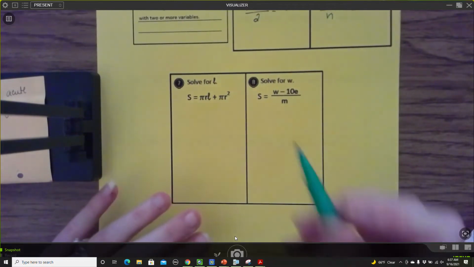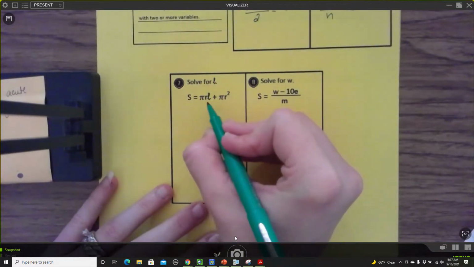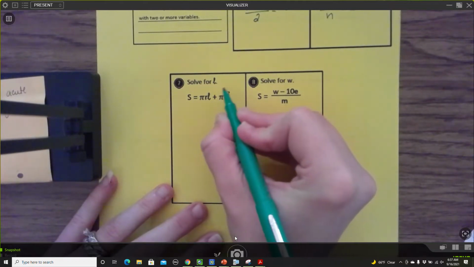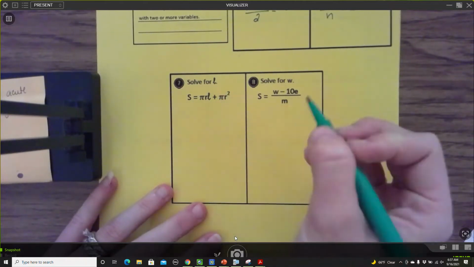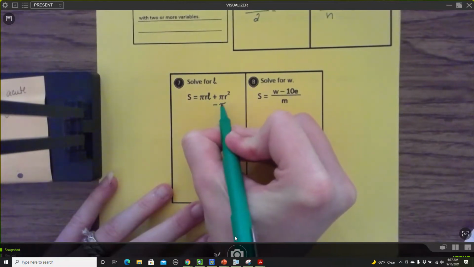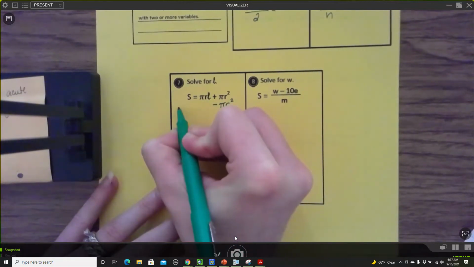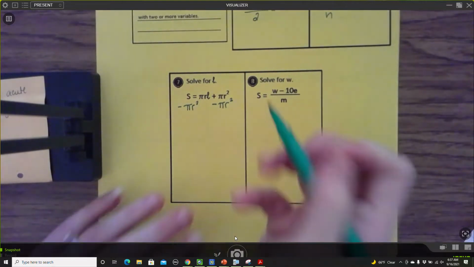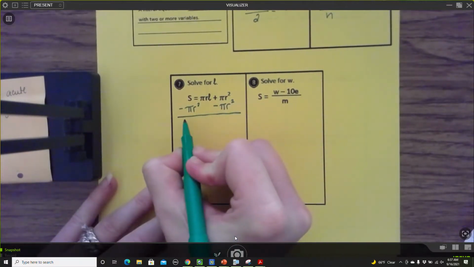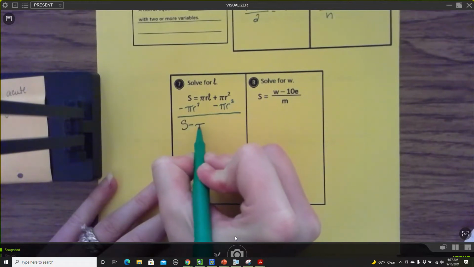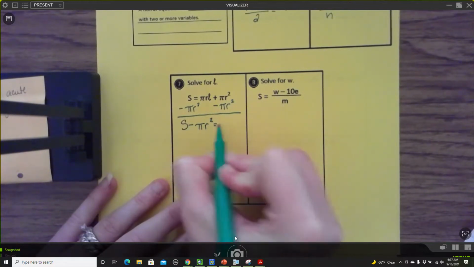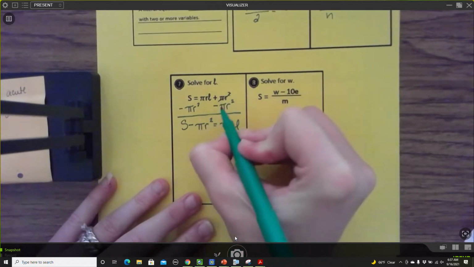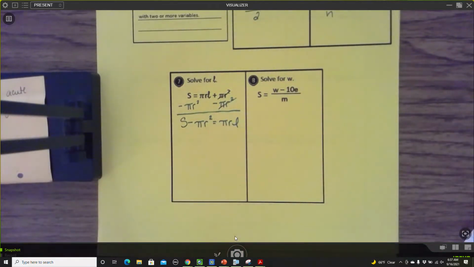All right, on number 7, I'm trying to get L by itself. So again, I've got terms. The first thing I can do is move this entire term, that plus pi r squared. I can just subtract that. Even though there's an exponent there, it's attached to the term. It's one whole chunk. So I can do S minus pi r squared equals pi r L. Positive pi r squared, negative pi r squared, cancel.